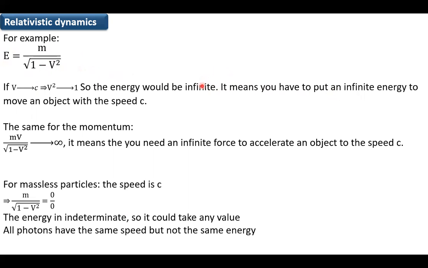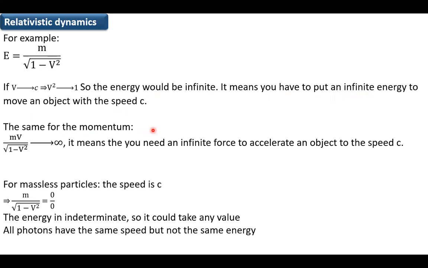Physically, this means that you have to put an infinite energy into massive objects in order to move them with the speed c. So if you need to displace or to move your massive object with the speed c, you need to put infinite energy on this object to obtain the velocity c or the speed c. That's why it is impossible, unless you can get infinite energy.